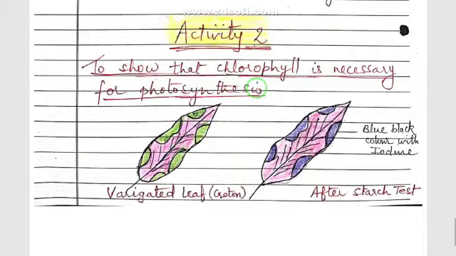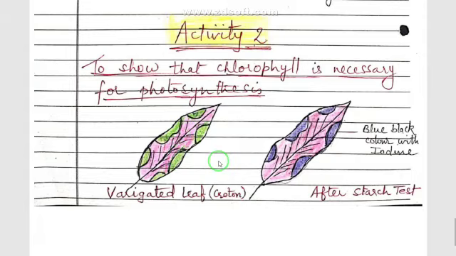Second activity is to show that chlorophyll is necessary for photosynthesis. Now how do we do this? It is very simply done. For this case we have to take a variegated leaf. A variegated leaf means a leaf which has different colors, like a croton leaf. In a croton leaf there are patches of different colors. Some parts are green while some parts are red or some other color.